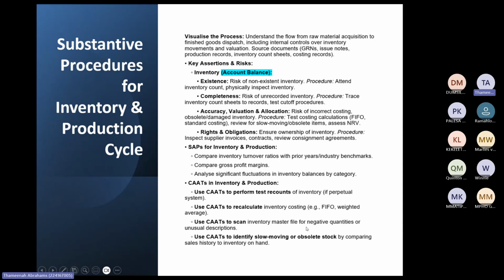You can use CAATs to scan the inventory master file for any negative quantities or unusual descriptions, or descriptions that might not belong in the inventory. Maybe, for example, they manufacture dolls, but somehow in the inventory list they have pens. So CAATs will be able to pick that up. You can use CAATs to identify slow moving or obsolete stock. And remember with a stock take, you would also look at stock like damaged stock or slow moving stock, because remember that stock must be separate from the normal stock.